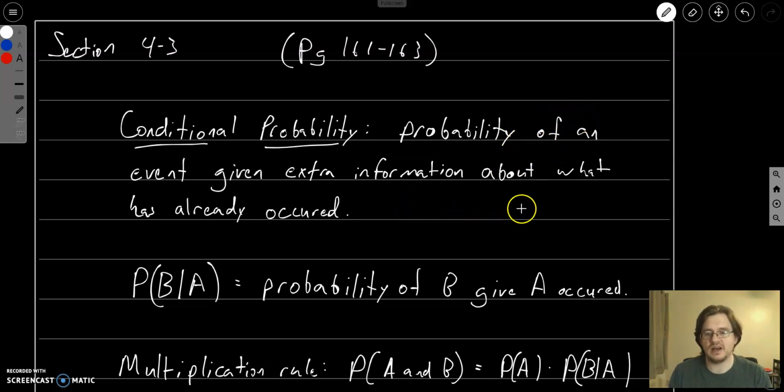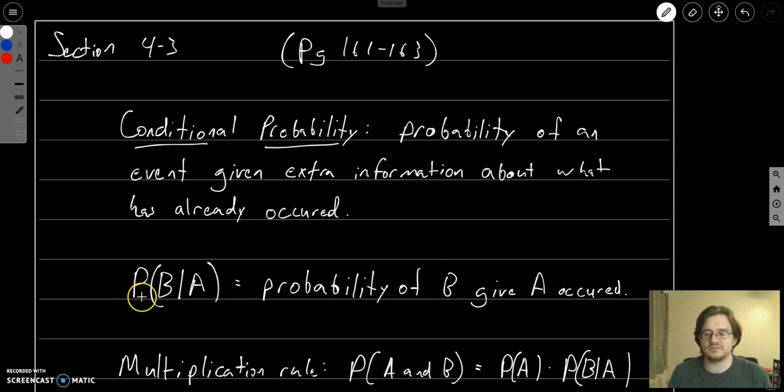So for instance, like in the last video, if you draw a card from the deck, there will be a certain probability that the card will be a heart. But if you're told that someone has already drawn a heart out of the deck, now the probability has changed for you to draw a heart out of the deck. Now there's fewer hearts left in the deck. So given extra information about something, you can change probabilities.